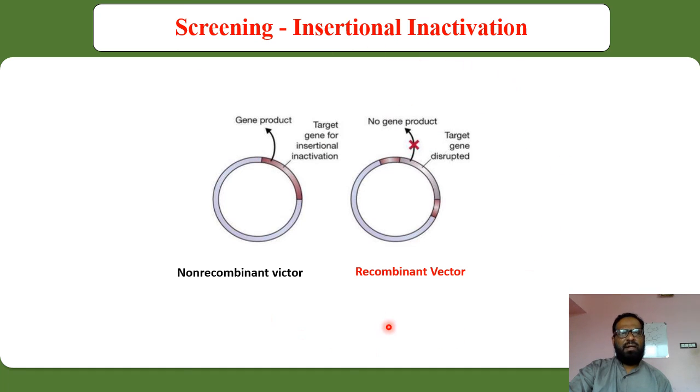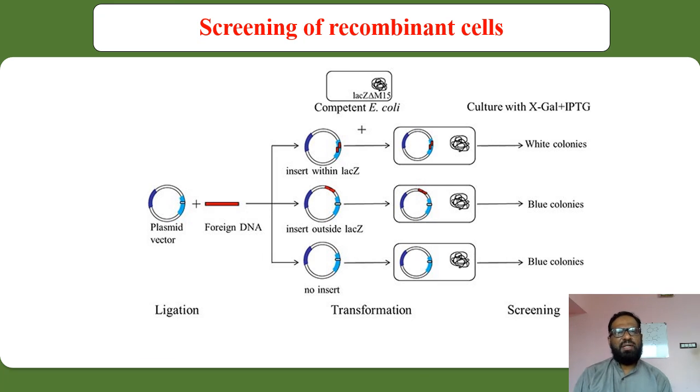If you get the gene product, then it is a non-recombinant. If you do not get any function of the selectable marker, then it is a recombinant DNA vector. The second type of screening is done by using LacZ.